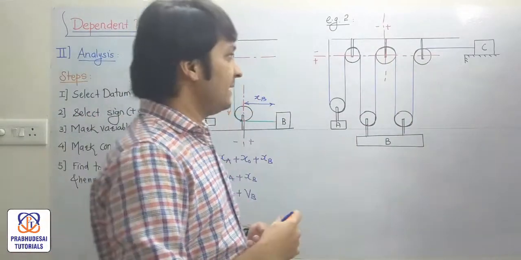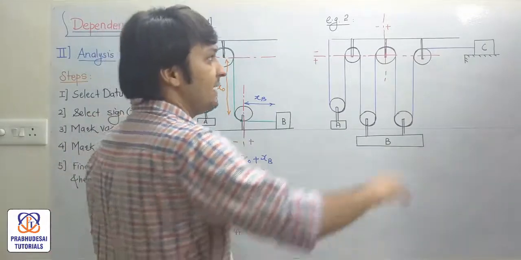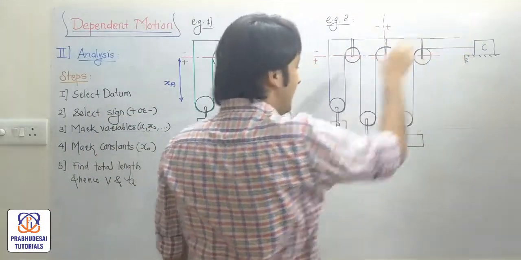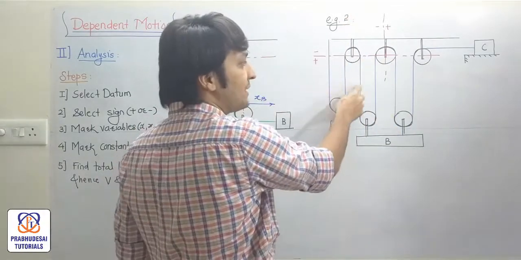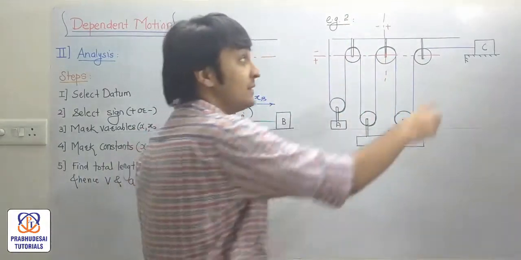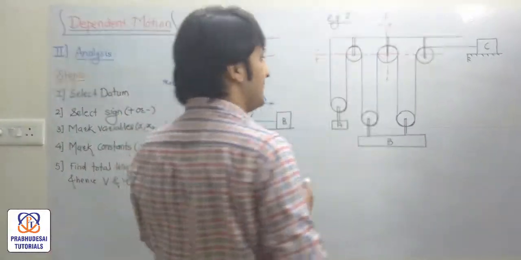Now check next. I will mark all variable distances which are moving or changing distances. If I move these blocks to the right, A will move up, and B will move up. That means all these distances are changing. This is also moving to the right. That means all distances are changing. I am going to mark these as variables.